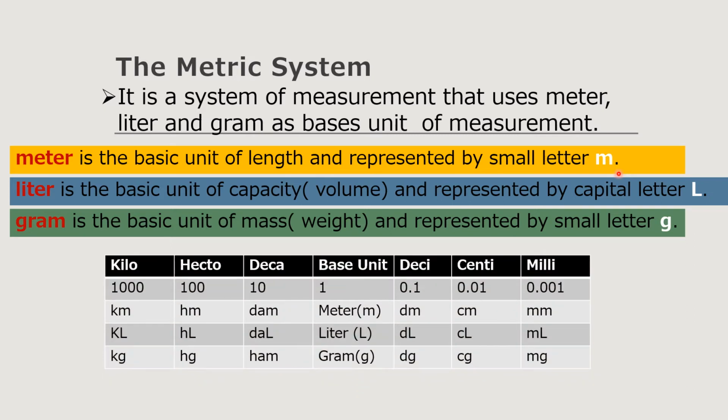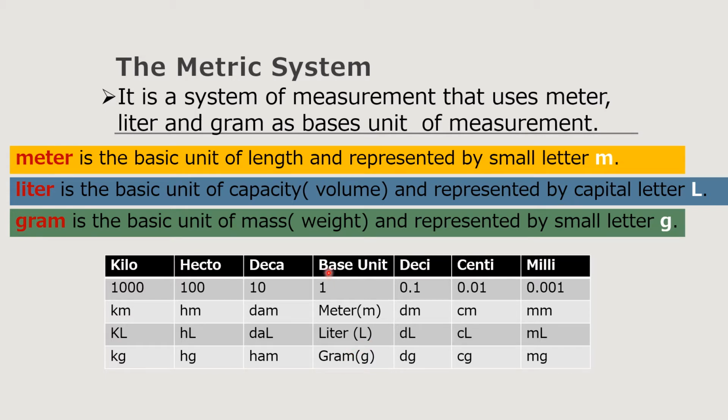Now, I have here a table for the different prefixes that connected with this. So, we have here the base unit. The base unit for length is meter. For volume or capacity is liter. Look at their abbreviation, small letter m, big letter L, or you can use also small letter l. That's what I've seen others are using also. Then we have the gram.